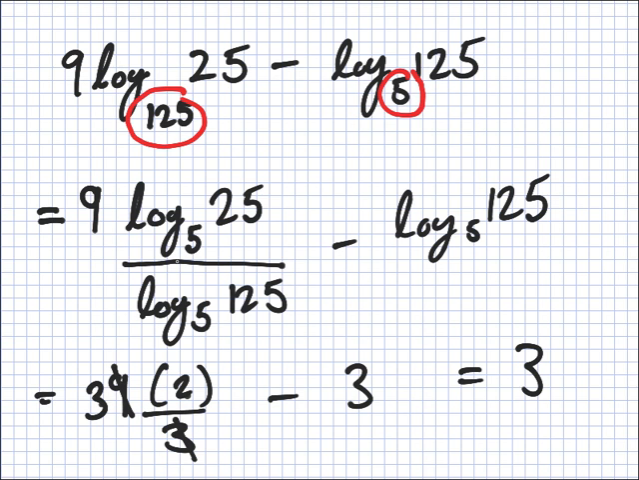So tell me, Abir, what was the stumbling block? The base. Changing the base.